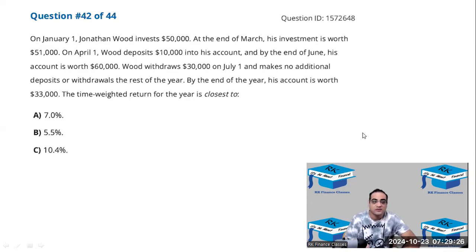So basically over here we have to calculate time weighted rate of return. For calculating time weighted rate of return, we require 1 plus R1, 1 plus R2, dot, dot, dot. So let's first look at the R1, R2, R3.